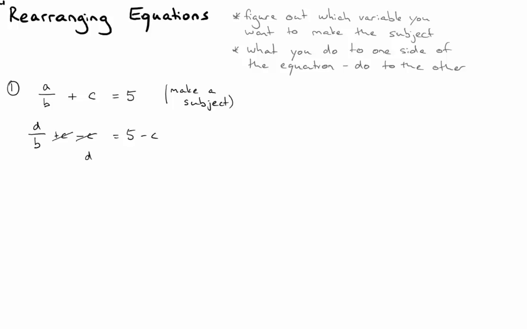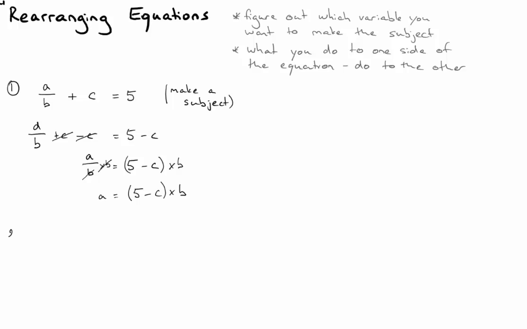So we are left with A on B equals 5 minus C. To get the A alone, we need to get rid of that B. And because it's A divided by B, what we need to do is multiply both sides by B. Of course, this side you need to treat as if it were in brackets. Divided by B, multiplied by B, they cancel. So we have A equals 5 minus C, times B.